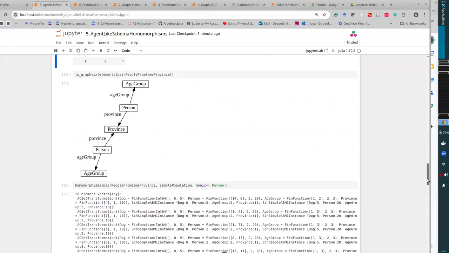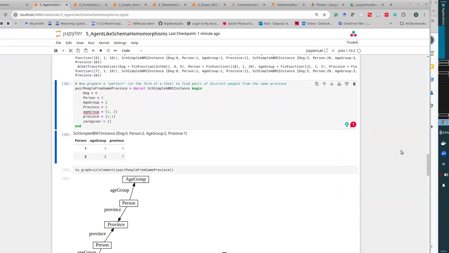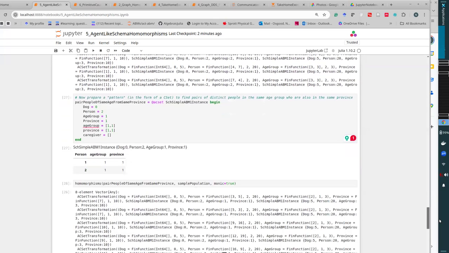Now you tell me. How would I change this if I wanted to constrain them to also have the same age group? So I want to find them in the same province and of the same age group. I want both. What is it? Age group one. And what would age group be here? One and one. Yeah. And that's what it is down here. So now between these two people, there's just one age group and there's just one province. Are we good with that?